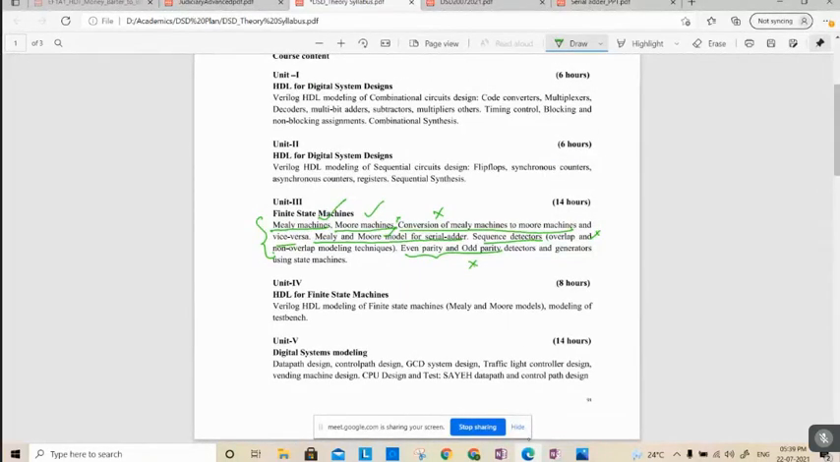So I have explained you this thing. You have also done multiplexers, decoders, multi-bit adders, subtractors. We will do some problems also if required. So timing control is just a waveform analysis. Blocking and non-blocking assignments, with a couple of examples I will explain this topic. The combinational synthesis is nothing but, again, all these things: code converters, multiplexers, decoders, any combinational function.